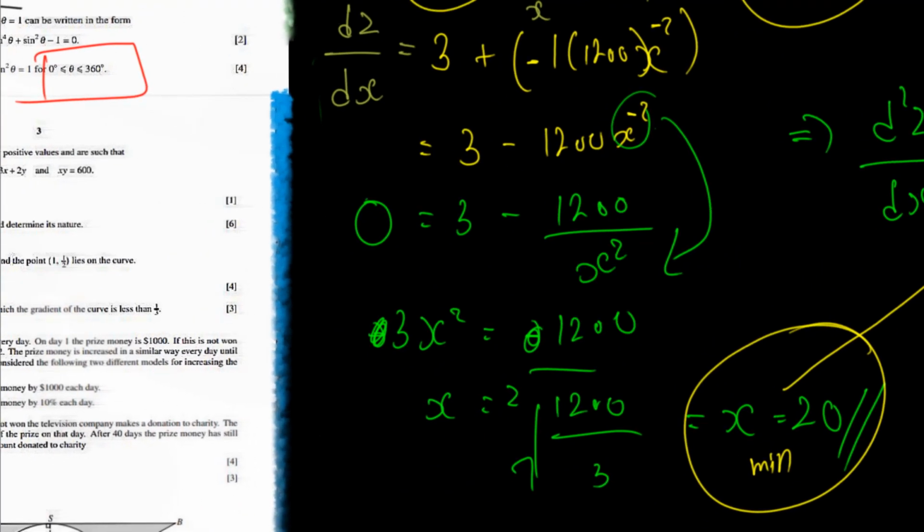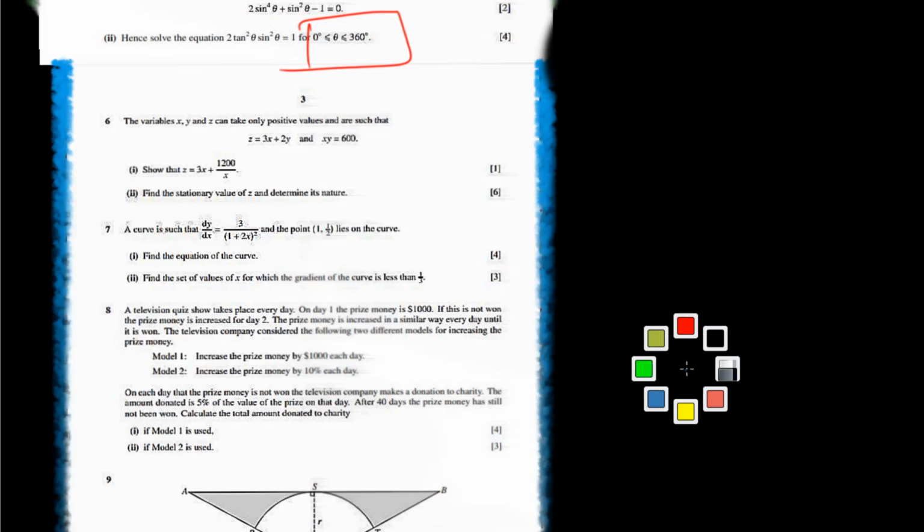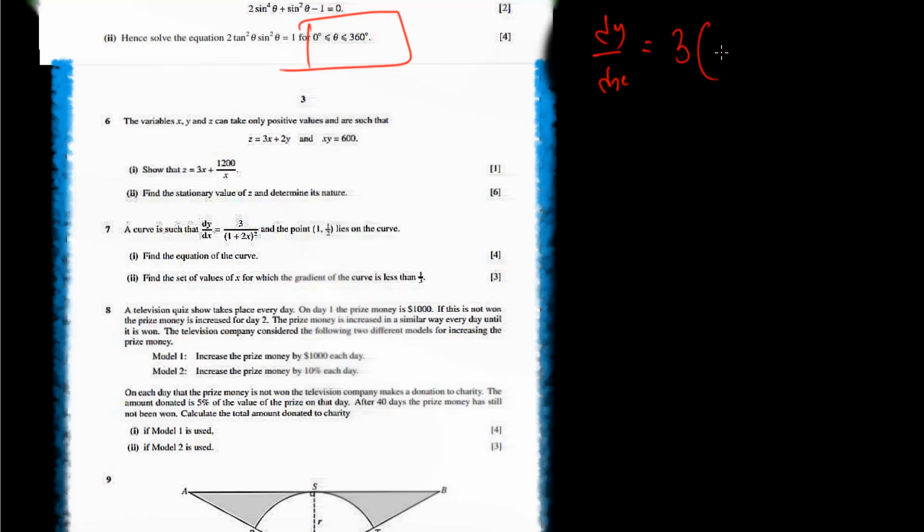Moving on to the next question. Question number 7. A curve is such that dy by dx is given, and a point is given, and we need to find the curve. So we have the derivative given, and we need to find the equation of the curve. If I rearrange my derivative, it should be 3x power 2. Again, I'm rearranging by using laws of indices, so I hope you guys know laws of indices.